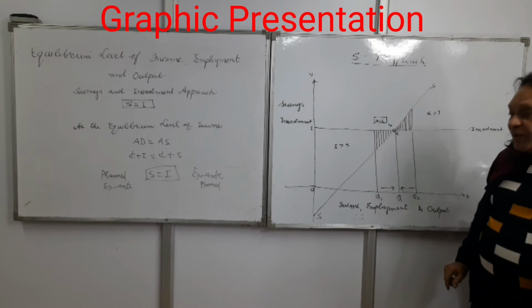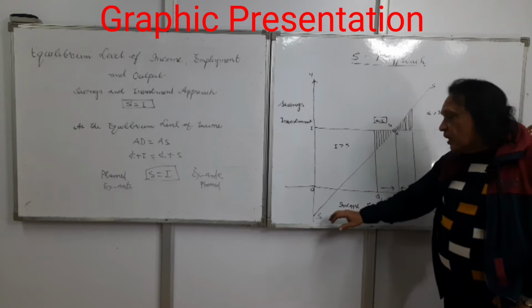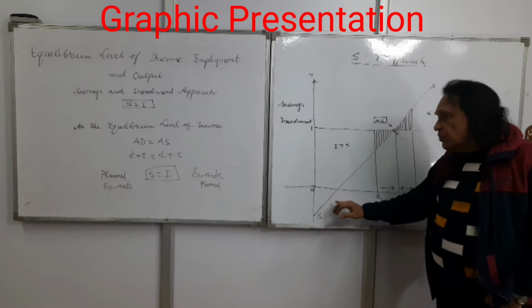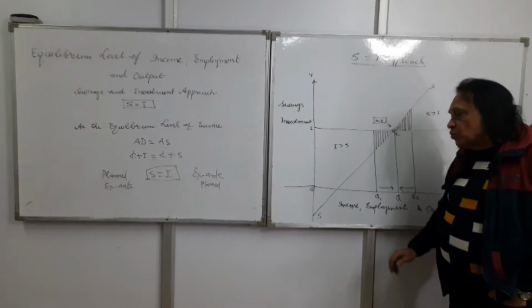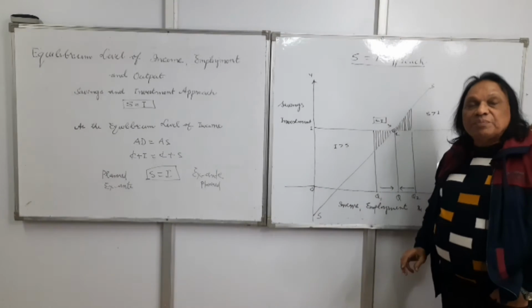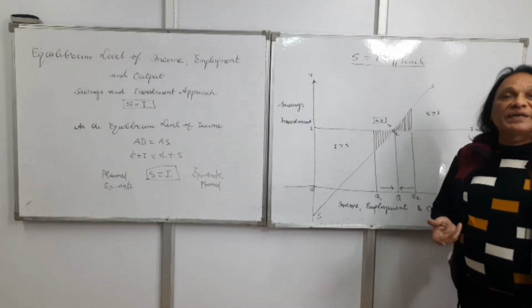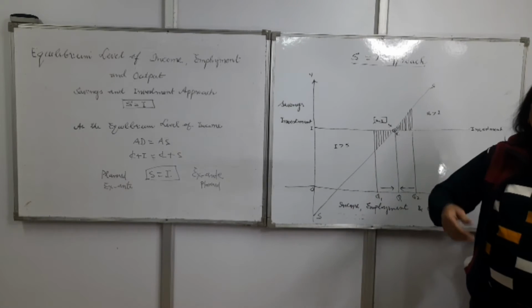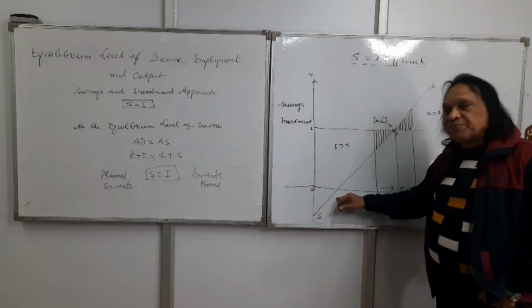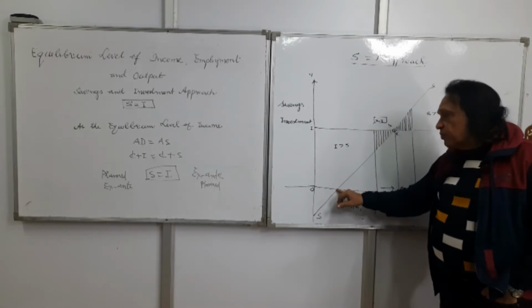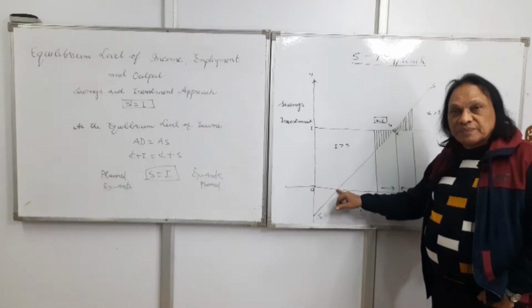We already know that the savings curve always starts from the negative range of the OY axis, that means below the x-axis. Why is it starting from negative? Because in the economy, when consumption is greater than income, before the break-even point, savings are negative. That's why it's starting from here. Don't forget to always start from here. This is of course the break-even point. We're not discussing it.